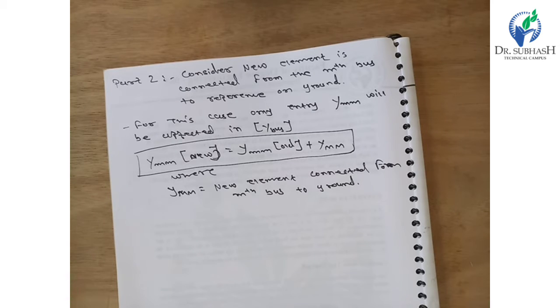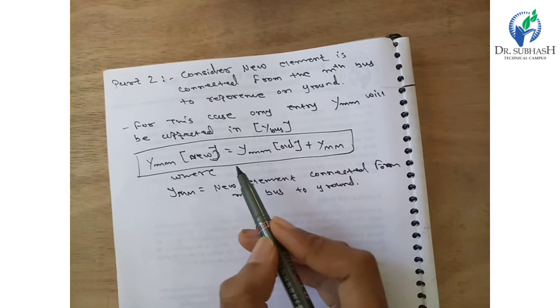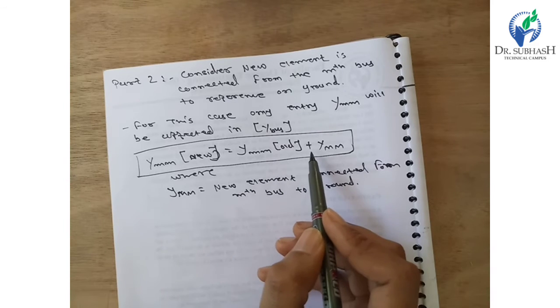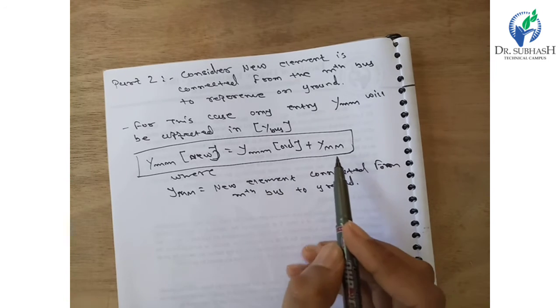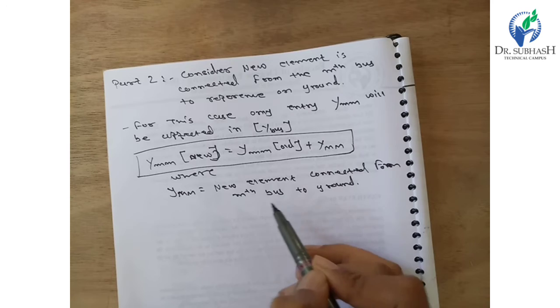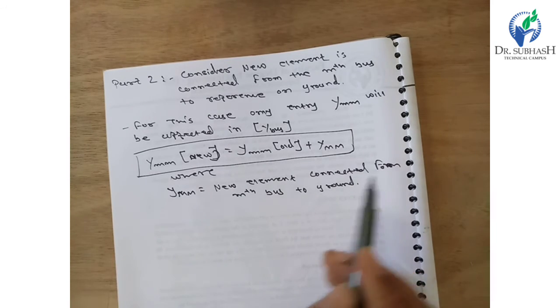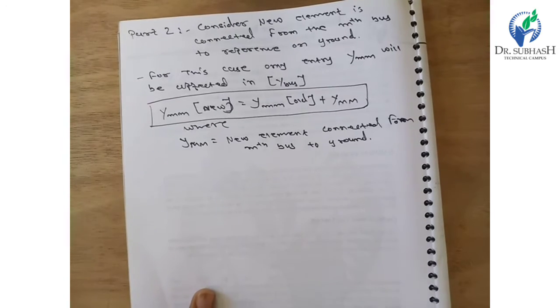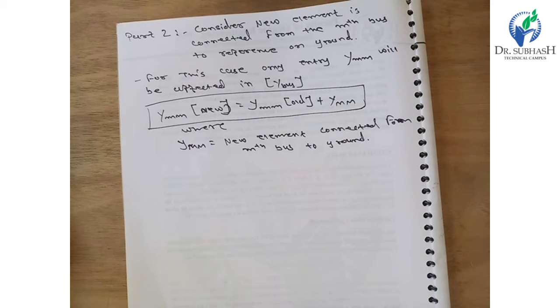In the second case, we consider the element connected from the mth bus to the reference or ground. For this case, only the entry Y_MM will be affected in the Y bus network. So Y_MM new is equal to Y_MM old plus y_mm. Here y_mm is known as the new element connected from the mth bus to the ground. Now we discuss the next point, the advantages of the bus admittance matrix Y bus element.